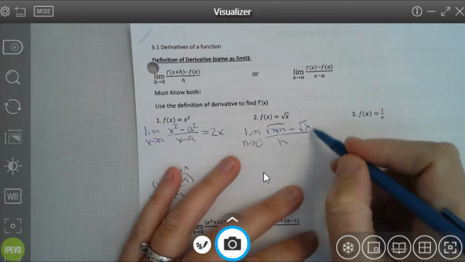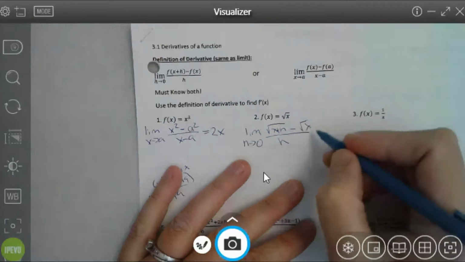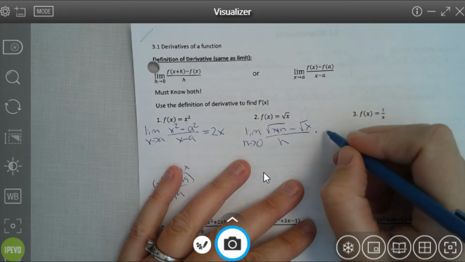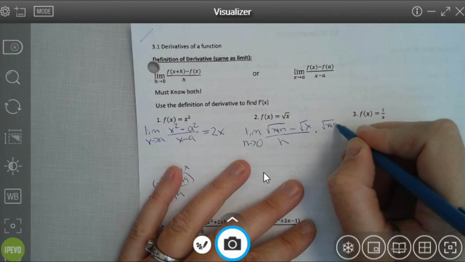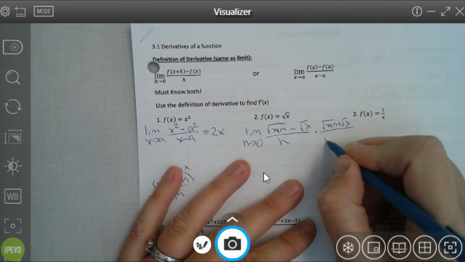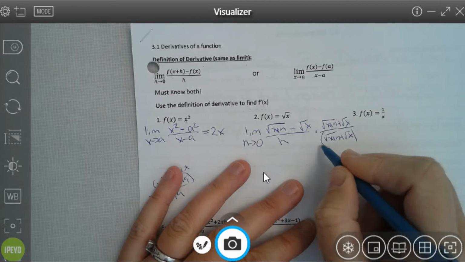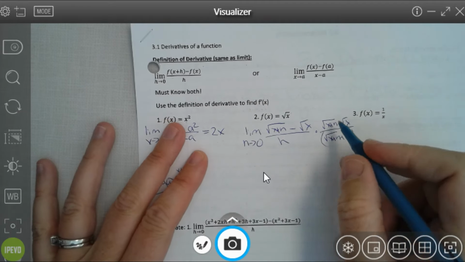So the only way to solve when you have a square root somewhere in the problem is to multiply by the conjugate. So remember, the conjugate means instead of a minus sign, there's going to be a plus sign here. So I'm going to do square root of x plus h plus the square root of x on top and on bottom. So remember, you never FOIL out the bottom. You always FOIL out the conjugate part.